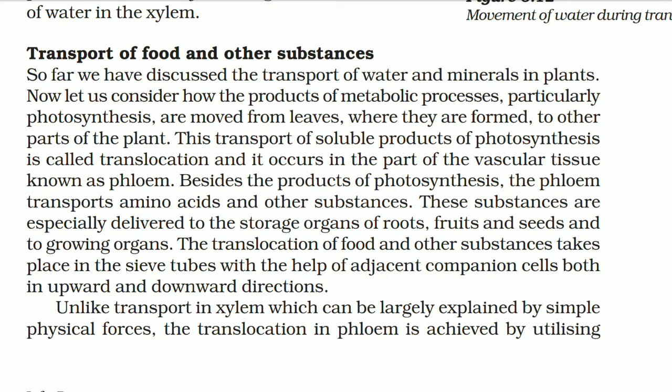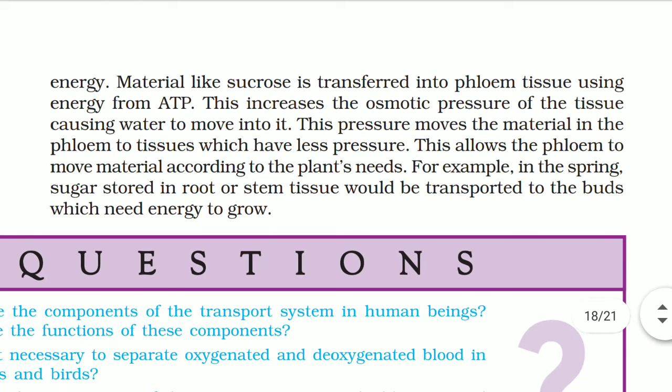So the sieve tubes translocate the food prepared by the leaves in both directions. Unlike transport in the xylem, which can be largely explained by simple physical forces, the translocation in the phloem is achieved by utilizing energy. Material like sucrose is transferred into phloem tissue using energy from ATP. This increases the osmotic pressure of the tissue, causing water to move into it. This pressure moves the material in the phloem to tissues which have less pressure. This allows the phloem to move material according to the plant's need.